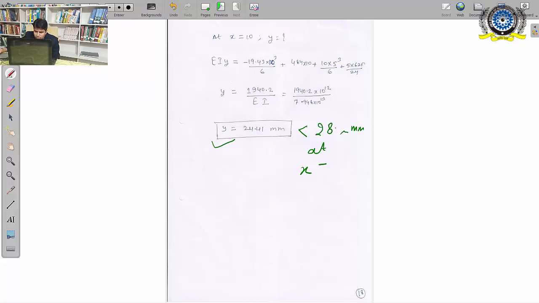At x equal to 7.3 meter, hence this question is over.